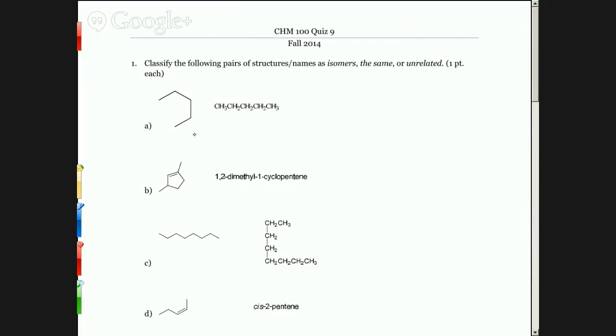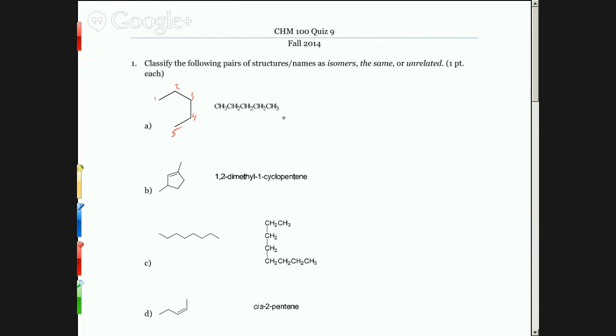Okay, so in this first one, let's do the name idea. How do you name this structure on the left? How would you name it? Yeah, you find the longest chain, which is the whole thing in this case. Count the carbons. 5. So what's that name? There's no substituents. So it's just pentane.